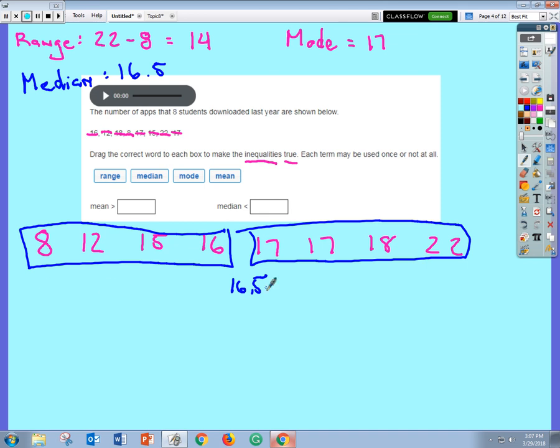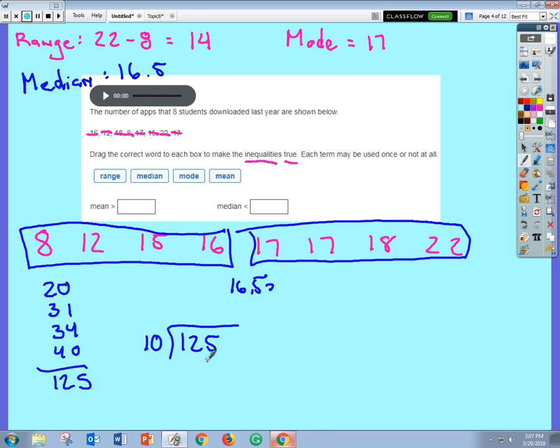8 and 12 is 20. 15 and 16 is 31. 17 and 17 is 34. 18 and 22 is 40. Let's add all that up. That gives us 5, 6, 10, 12. That's 125 divided by 10.